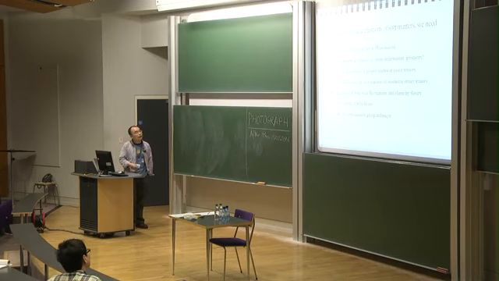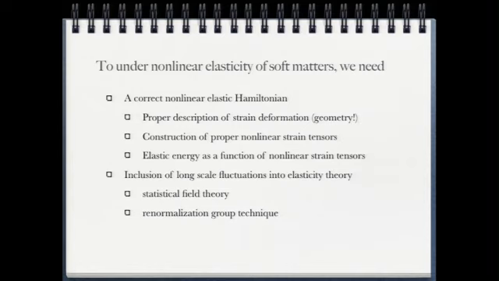So to understand the nonlinear elasticity of these soft matter systems, we need to do the following steps. The first step is to have a correct nonlinear elastic Hamiltonian, to capture the right physics, to have the right nonlinearity. This step is not the most difficult step, but it's still non-trivial. We need to have a proper description of strain deformation. This is where geometry matters.